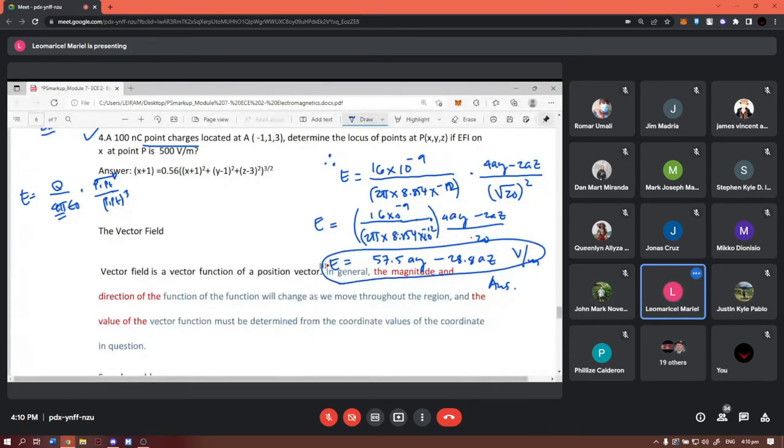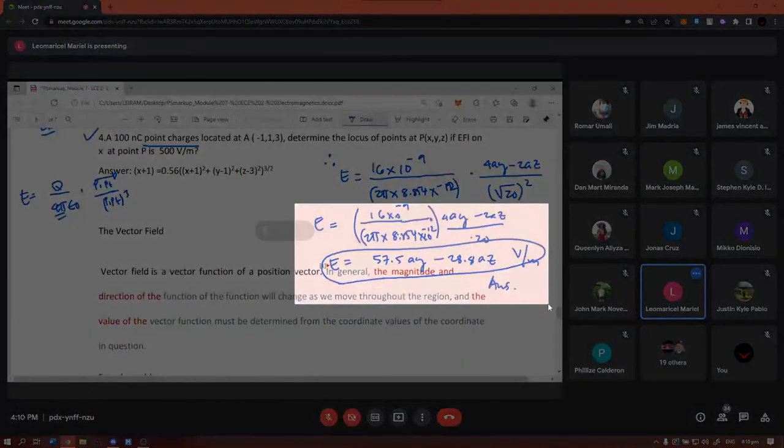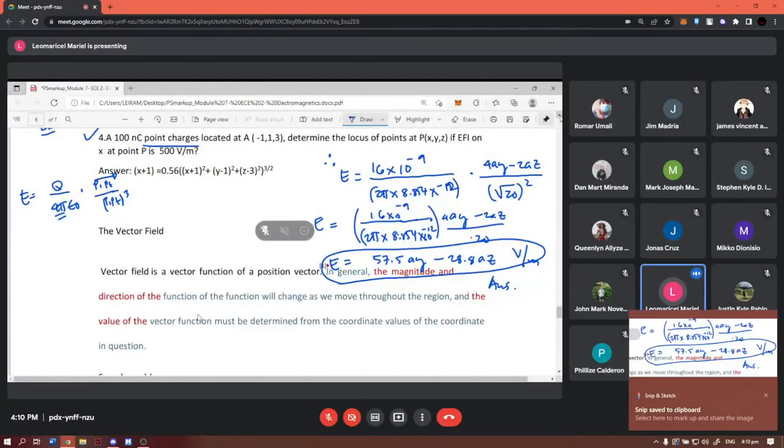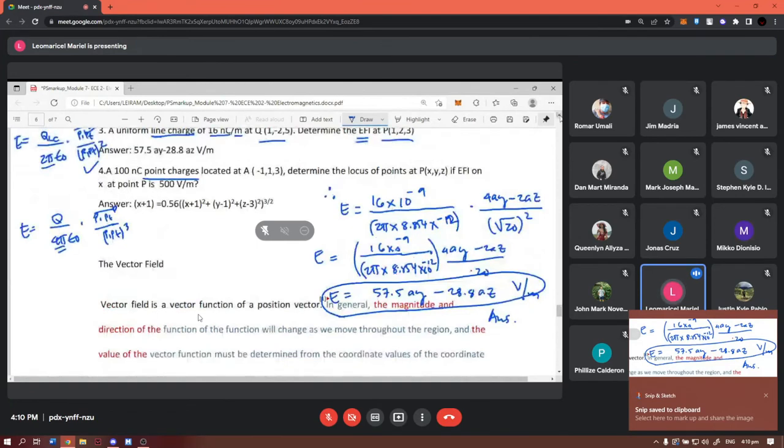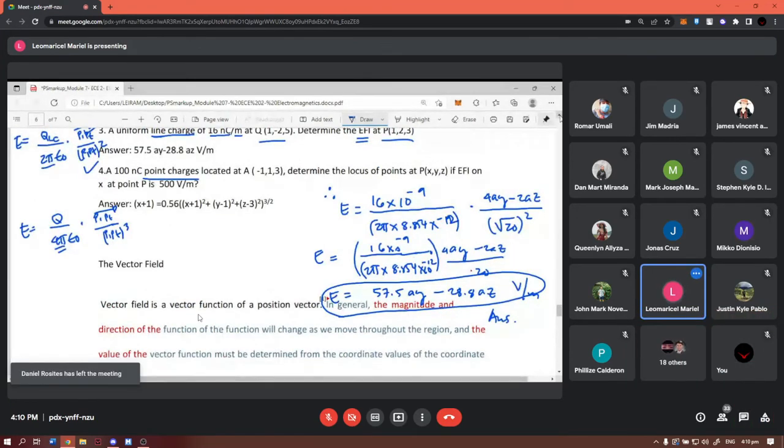Pwede naman yun. So, basta kailangan alam nyo yung principle ng pagkuha kung saan ang galing. Bakit nagiging cube, bakit nagiging square lang. Ganon. So, yan kasi principle na ginamit natin dati pa. Okay? Okay, can we proceed to problem number 4?